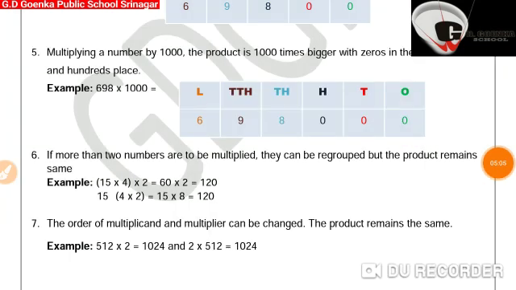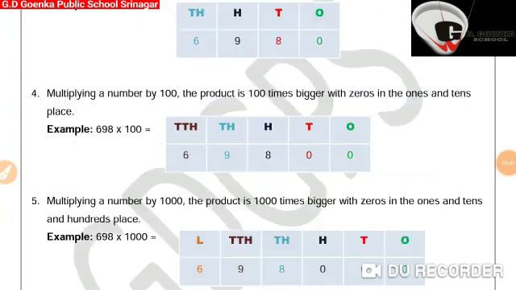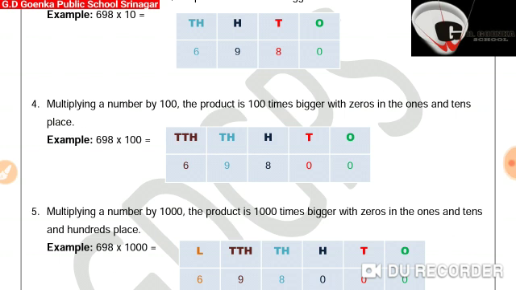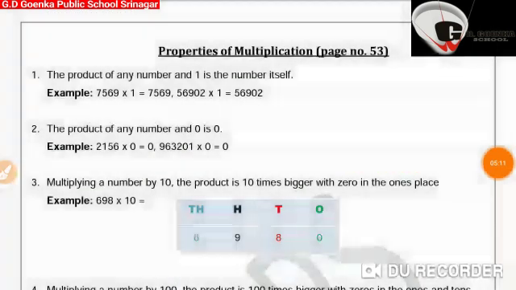So these were the 7 properties of multiplication. I hope you have understood them. These properties are given in your book on page number 53.